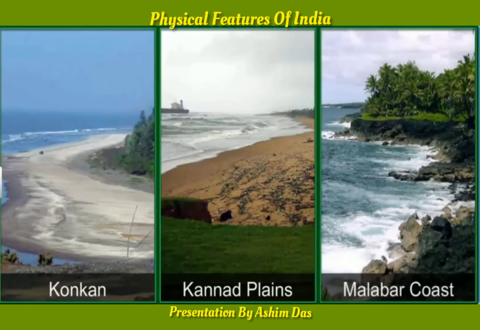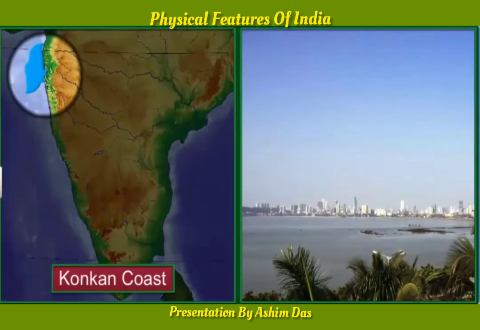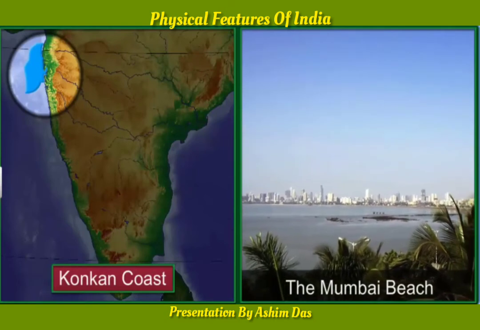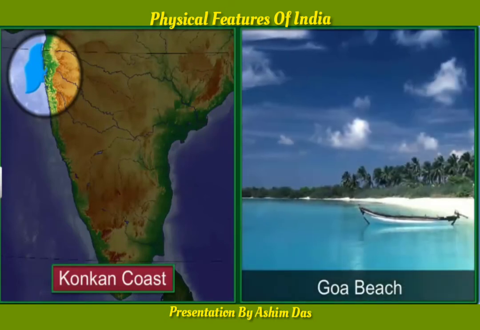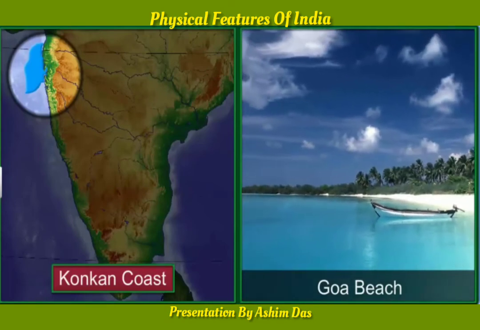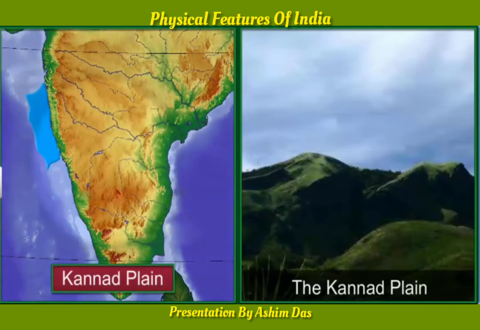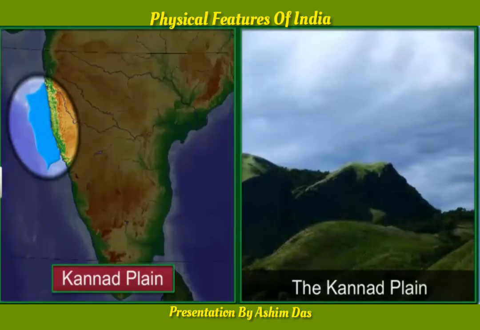Konkan lies in the northern part of the coast. The beaches that form tourist attractions in Mumbai and Goa are part of the Konkan coast. The Kannada plain refers to the central part of the western coast. And right down in the south is the Malabar coast.